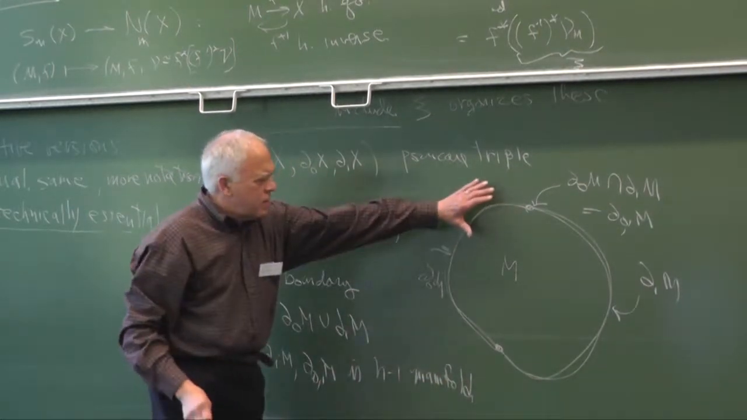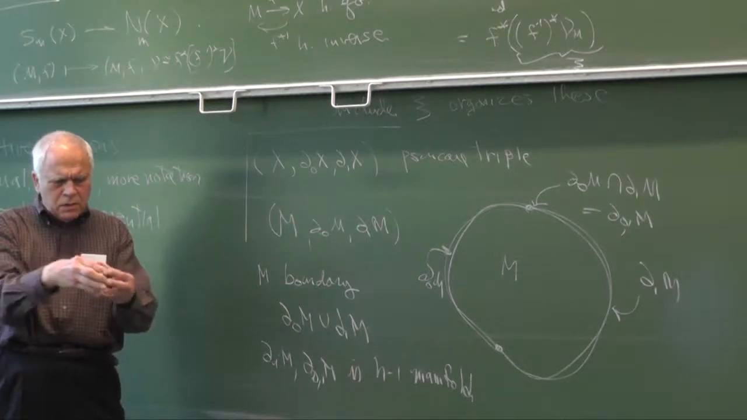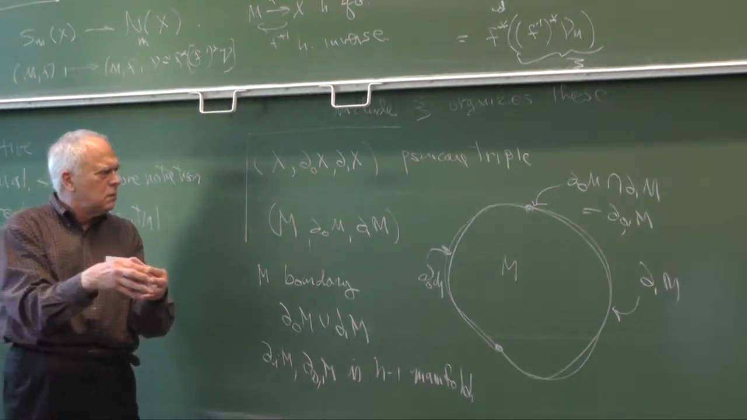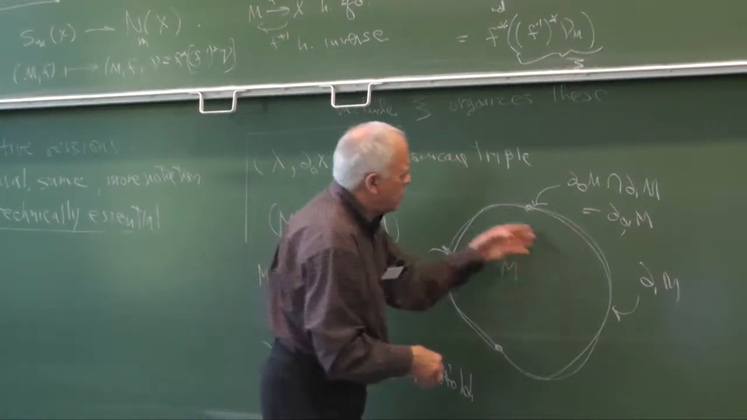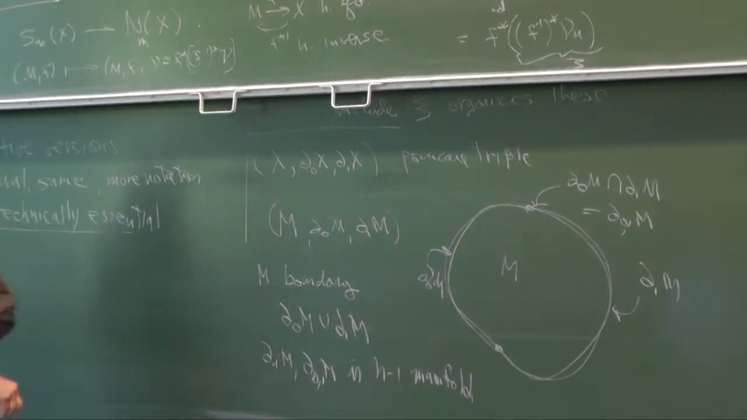So the boundary has two pieces. Each of those is a manifold, and they're glued together along their boundaries. So boundary 0 and boundary 1 have the same boundary. They're glued together, and that's the boundary of M.